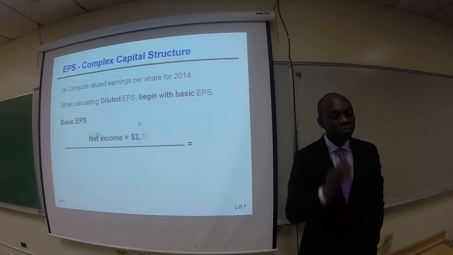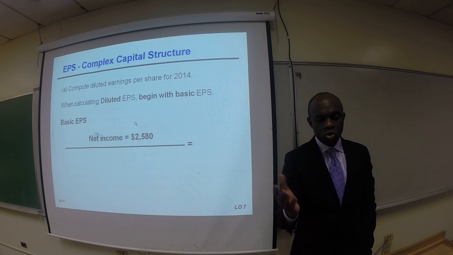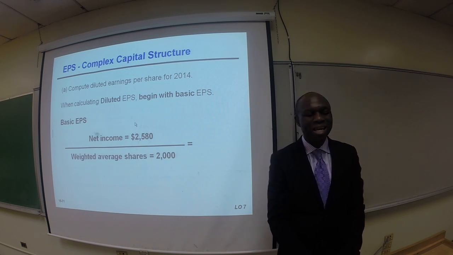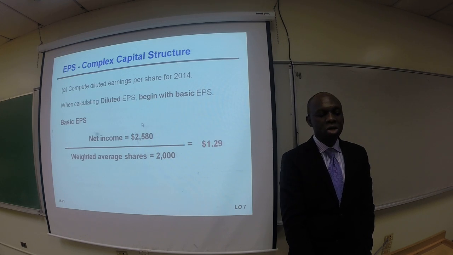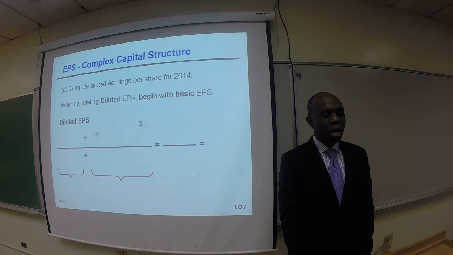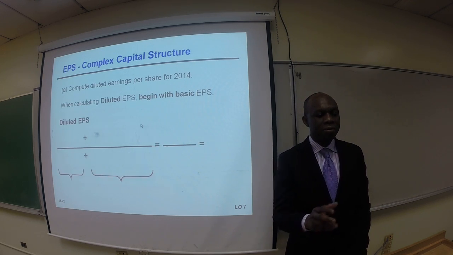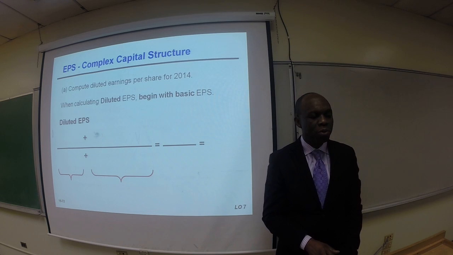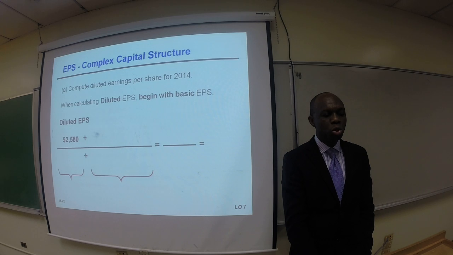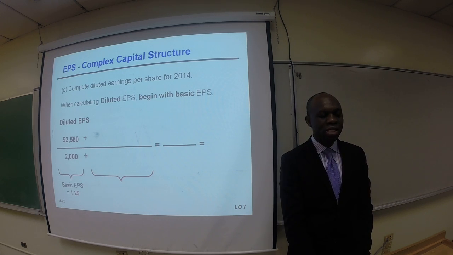Now for computing EPS, the net income is 2,580 as just computed, and the weighted average shares is 2,000. So we have a basic EPS of $1.29. Now let's modify that with the variables that we just talked about and compute diluted EPS. The first thing we do in computing diluted EPS is to compute the basic EPS, which is $1.29. So take a look at the adjustment that we are going to make.